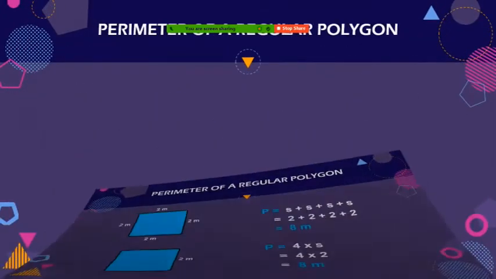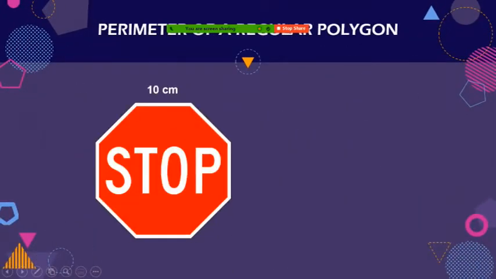Let's have another example. Can you help me find out the perimeter of this shape? What is this shape, class? Octagon. Yes, it's octagon, guys. Very good. It has 8 sides. The answer, teacher, 80 centimeters, because 10 times 8 is 80. Very good.